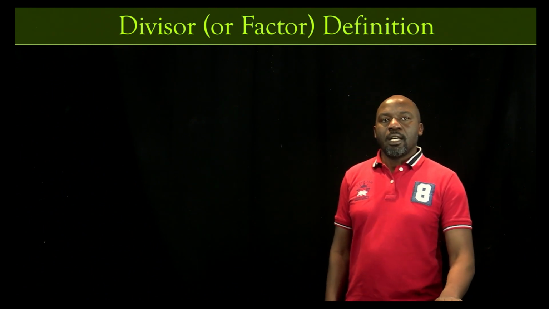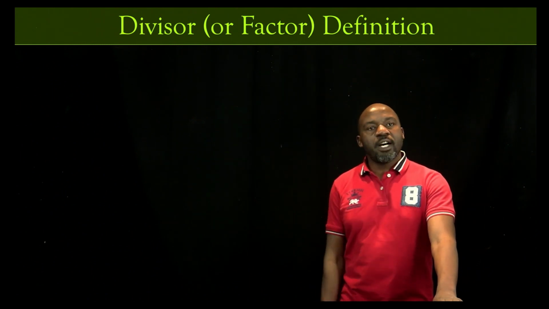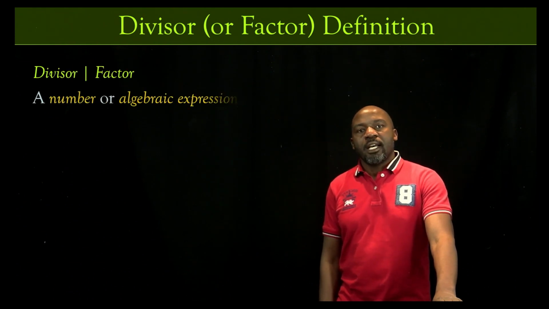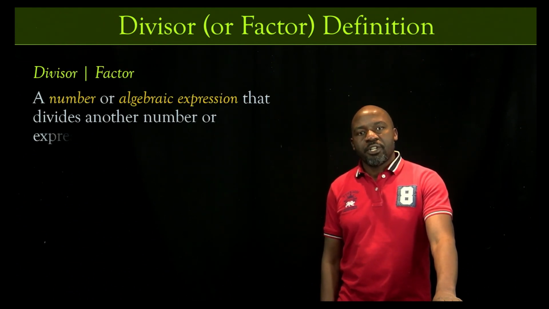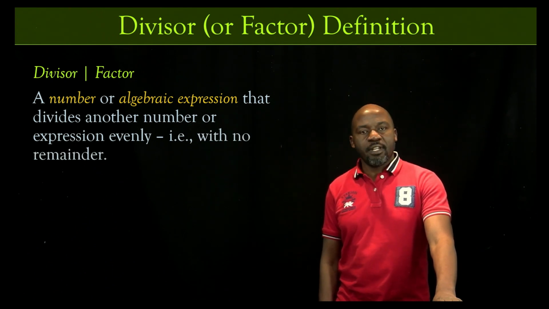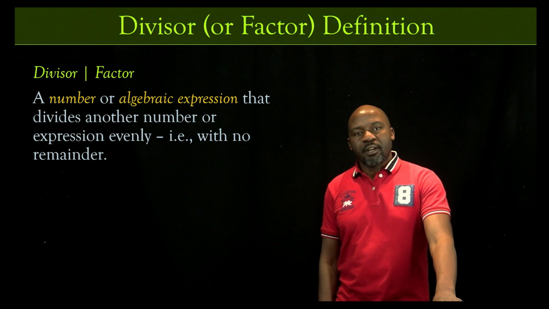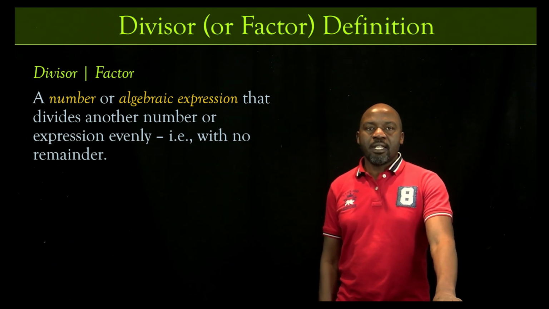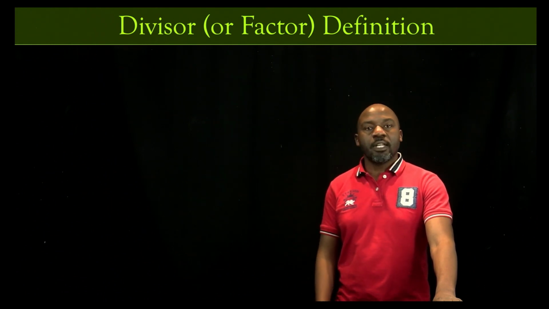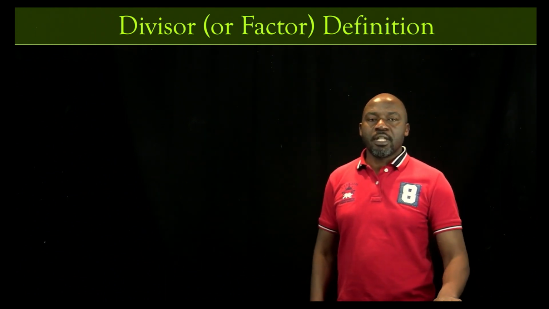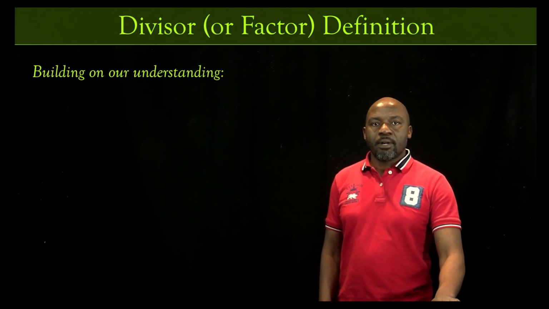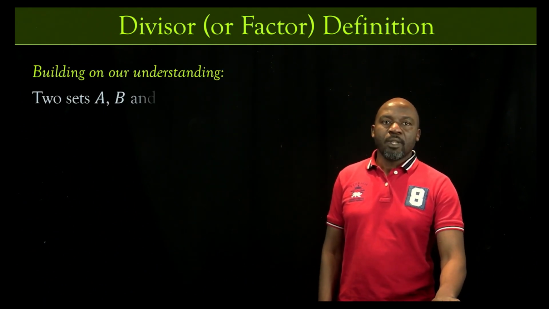All right, so divisors, how do we define divisors for a number? We say that a number or an algebraic expression that divides another number or expression evenly without leaving a remainder is a divisor or a factor of that number. I don't know if that was clear, but if you consider what we've done earlier, hopefully that was clear. All right, let's build on our understanding then.